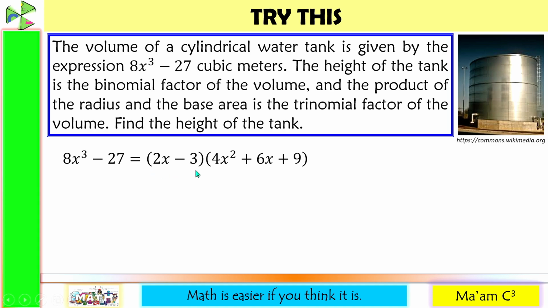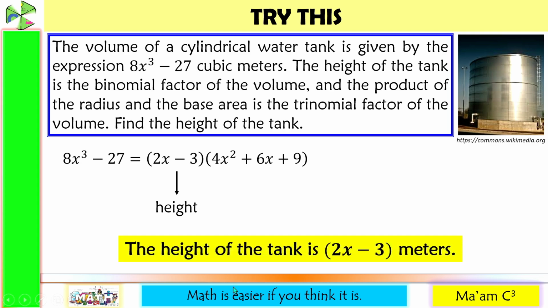This is the binomial factor. We have two terms, 1, 2. While this one is the trinomial factor, we have three terms, 1, 2, 3. And it says here, the height of the tank is the binomial factor. So this one here is our height. So the height of the tank is 2x minus 3 meters.